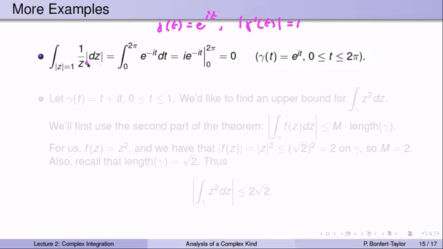So the integral of 1 over z absolute value dz by definition is the integral from 0 to 2 pi. This is my f of gamma of t, so 1 over gamma of t, so 1 over e to the it, times the absolute value of gamma prime of t, which is 1, dt. And an antiderivative of e to the minus it is i times e to the minus it, evaluated from 0 to 2 pi. Again, the two terms that you get cancel each other out. The integral evaluates to 0.